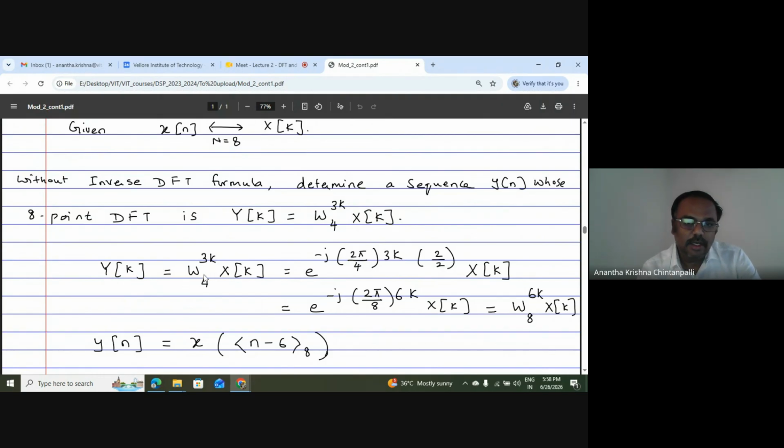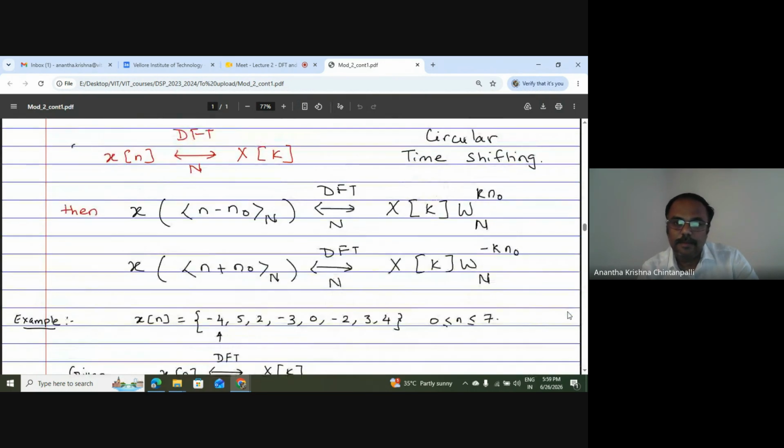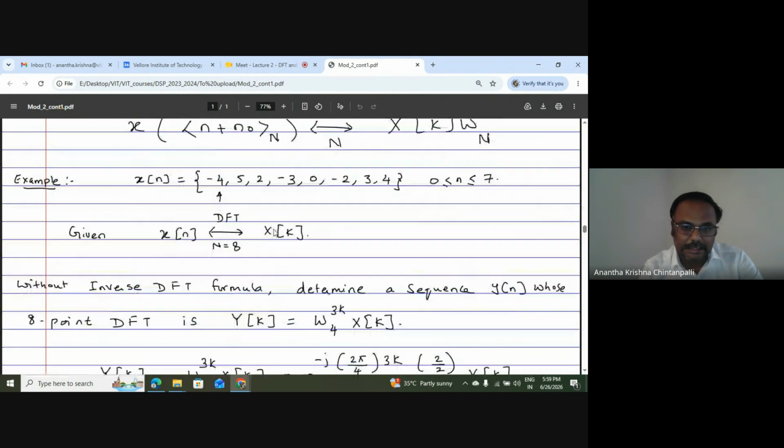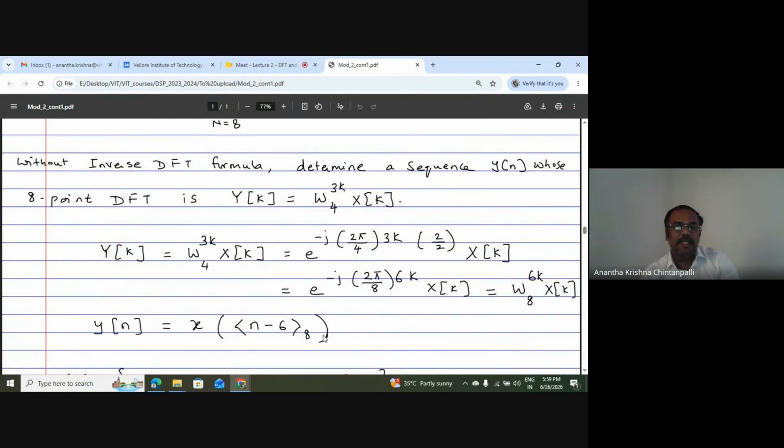What you can do is Y of k is equal to W 3k 4 X of k, which is nothing but e to the power of minus j 2 pi by 4, 3k, X of k. So if I multiply and divide by 2, then this becomes e to the power of minus j 2 pi by 8, 6k, X of k. So this is nothing but W 6k 8 X of k. Now to get y of n, this is x of n minus 6 modulo 8. So y of n is equal to x of n minus 6 modulo 8.